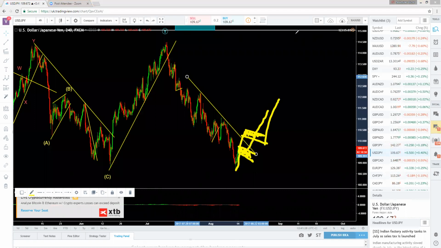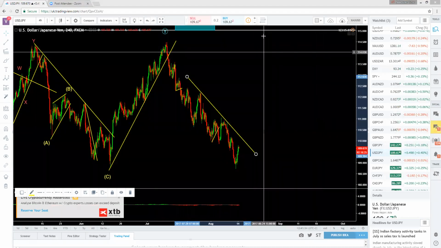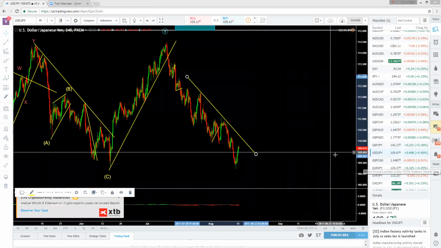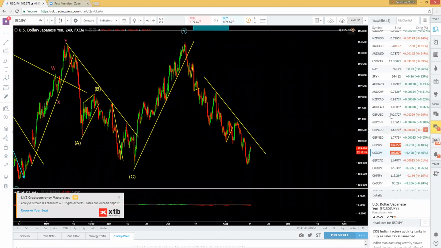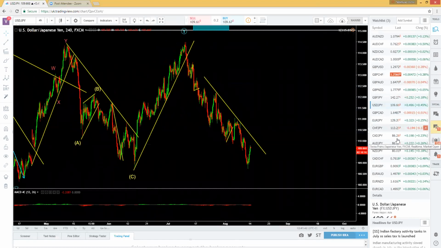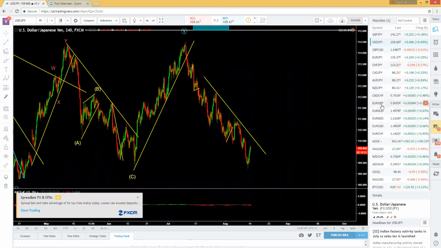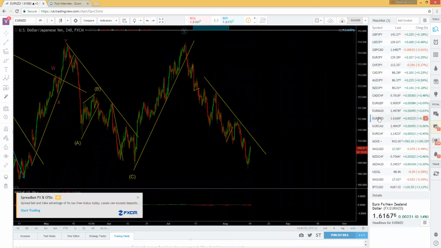Okay, so that's US dollar JPY. Next one that I want to look at now. Let's look at Euro New Zealand.